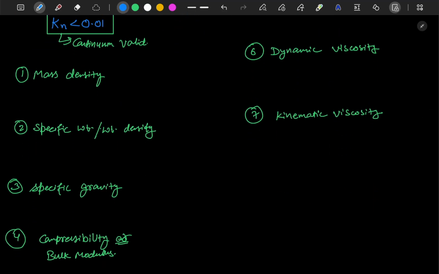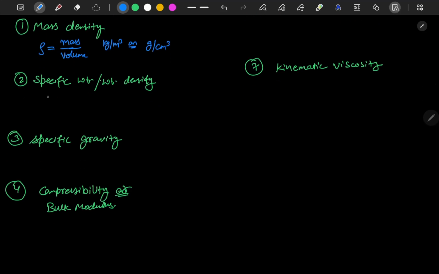So first I mentioned is mass density. Mass density is represented by rho, and this is your mass per unit volume, and its unit is kg per meter cube or gram per centimeter cube. Next, specific weight is represented by W, and this is your weight upon volume, and is also equal to rho times g. And unit is Newton per meter cube.